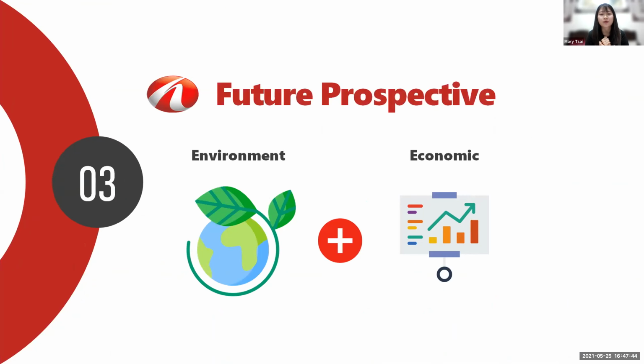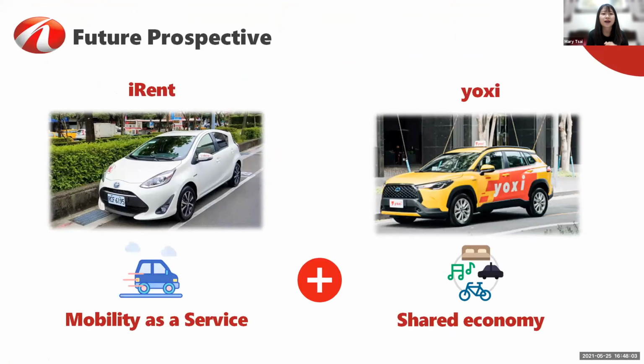So for the next part of our presentation, I will share with you the future perspective of Hetai. Based on the environmental protection I mentioned before, Hetai would go more deeply into the environmental part and use all of their resources on their economic strategies, such as iRent and Yosi. iRent means car sharing and Yosi means your taxi. Based on these two systems, Hetai could achieve their goal, mobility as a service, in the future. In addition, they could follow the trend, even go beyond the trend of shared economy. So based on these two systems, Hetai could get their competitive advantage to compete with other enterprises.